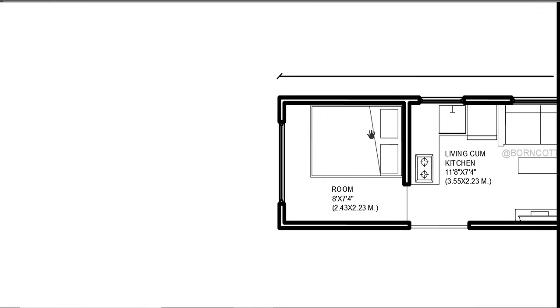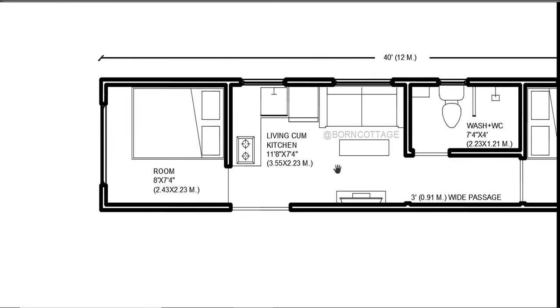You can see here the bed arrangement and a large size window for ventilation and light purpose of this room. If we go inside, so we have 3 feet, in meter 0.91 meter, wide passage here, and on the left side we have common use washroom plus water closet here.